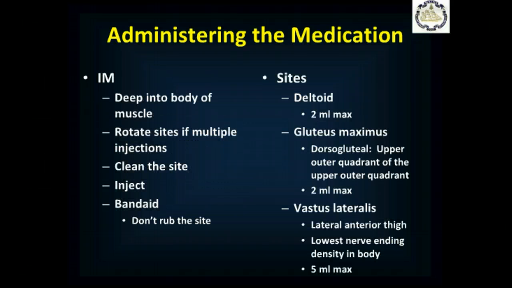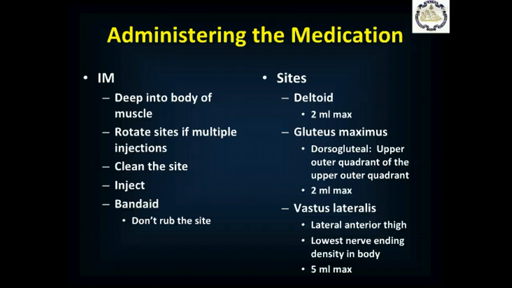To give IM shots, you're going deep into the body of the muscle. This isn't superficial. If you're doing multiple injections, you have to go to multiple different sites. I had to get the rabies immune globulin, and I had to get shots in 4 different places. You clean the site, you inject, and you put a Band-Aid on. And don't rub the site because that can actually cause the medication to leak out of the injection tract.